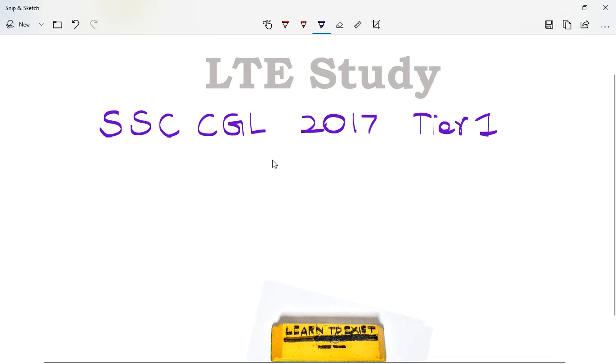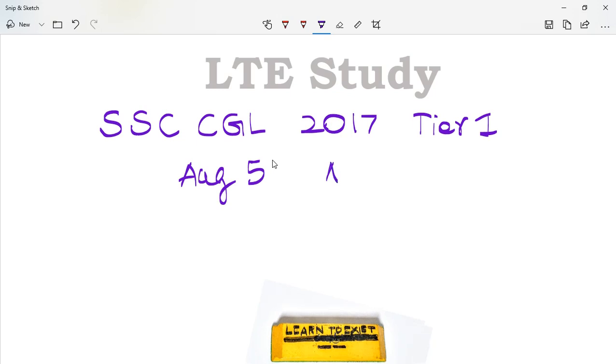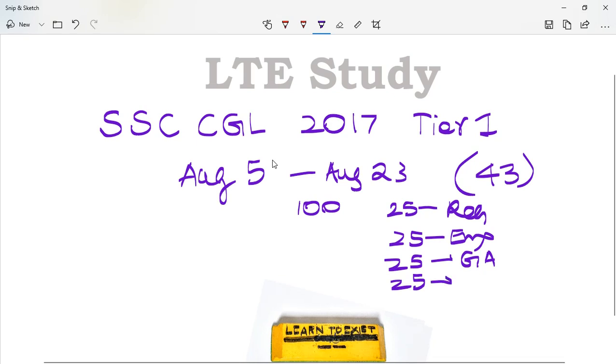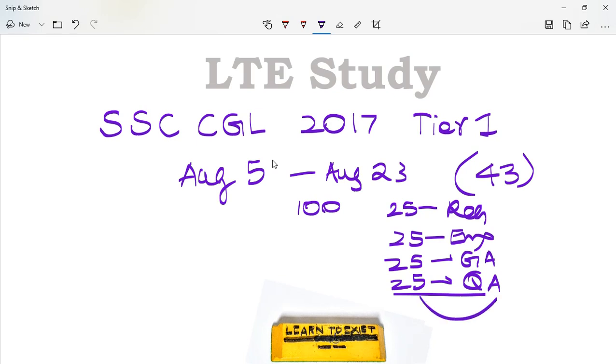The 2017 SSC CGL Tier 1 exam was conducted from August 5 to August 23, and there are about 43 shifts all over. I think you know the syllabus. There will be 100 questions: 25 from reasoning, 25 from English, 25 from GA (general awareness), and 25 from quantitative aptitude, QA.